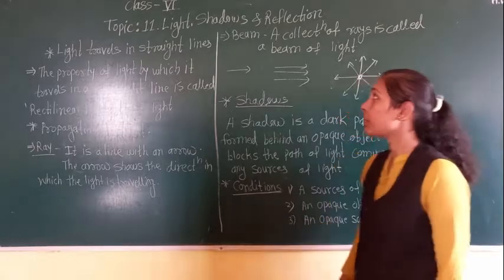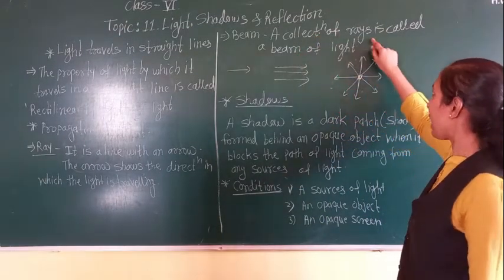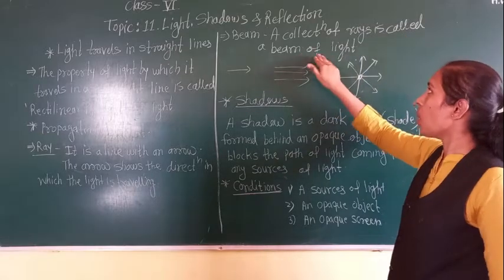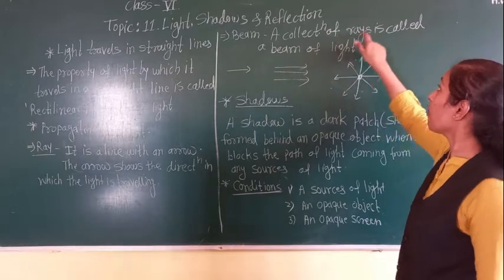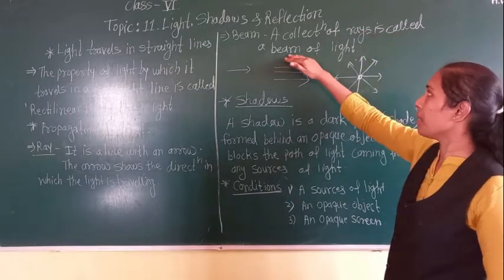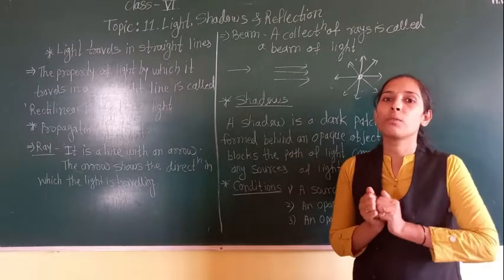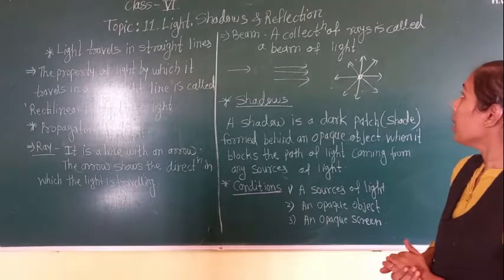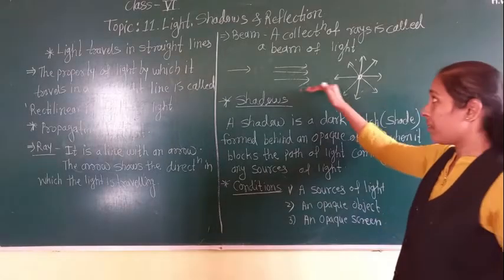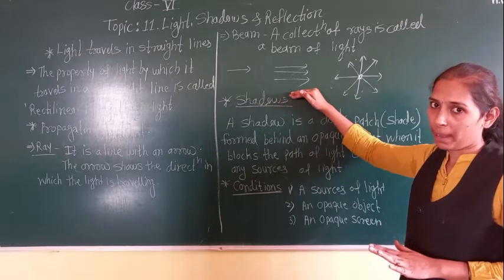The next one we will discuss is the beam. What is a beam? A collection of rays is called a beam. If many rays come together, then they form a beam. These rays or beams may be parallel or may not be parallel.